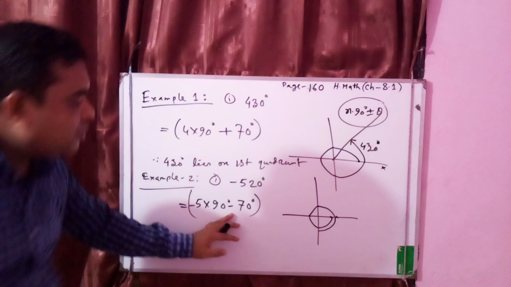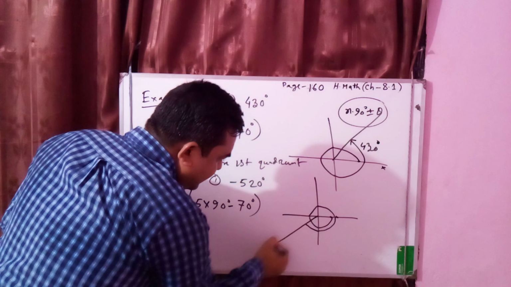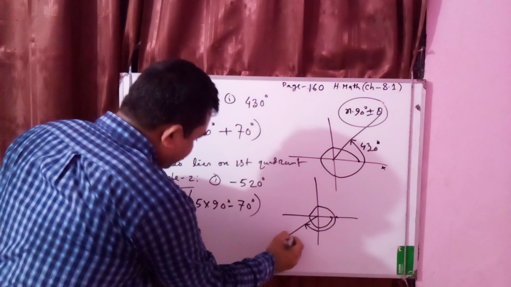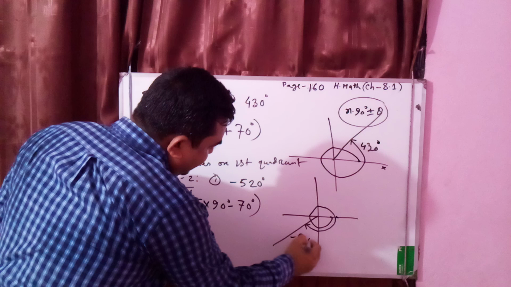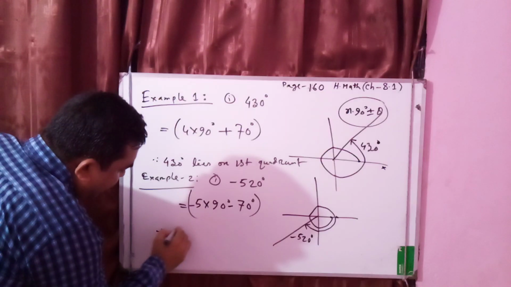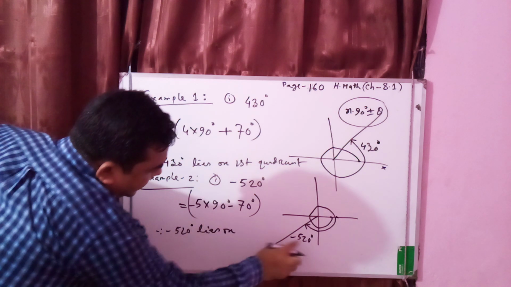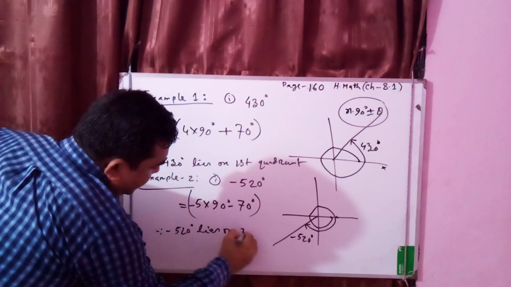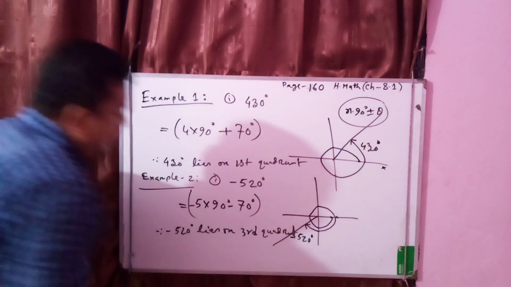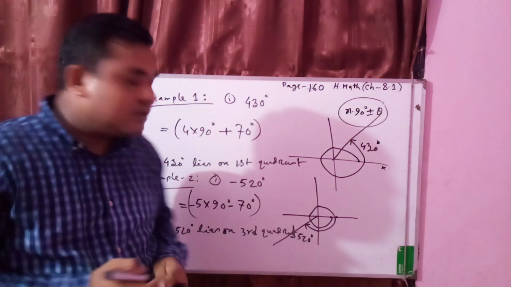But you see that there is also minus 70 degrees, so we need to move another 70 degrees. So it passes through the 4th quadrant into the 3rd quadrant. So this is minus 520 degrees. Therefore, minus 520 degrees lies in the 3rd quadrant. It's clear that this angle lies in the third quadrant.